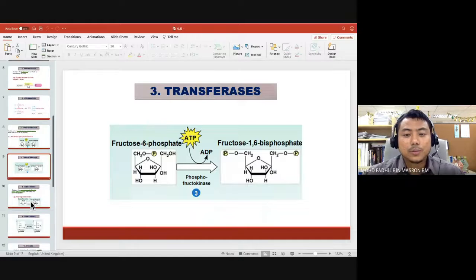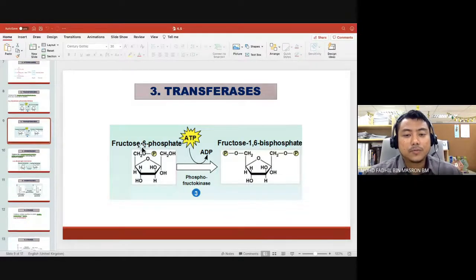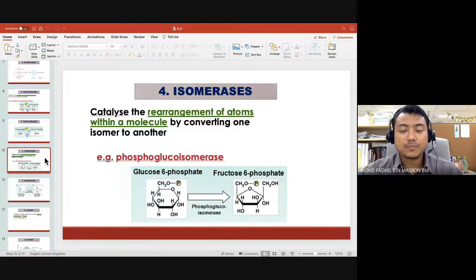Alright. So ni pun contoh lain lah. Daripada fructose 6-phosphate menjadi fructose 1,6-bisphosphate. Daripada satu je fosfat yang ada menjadi ada 2 fosfat macam tu.